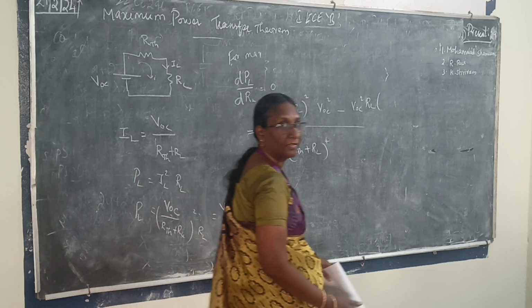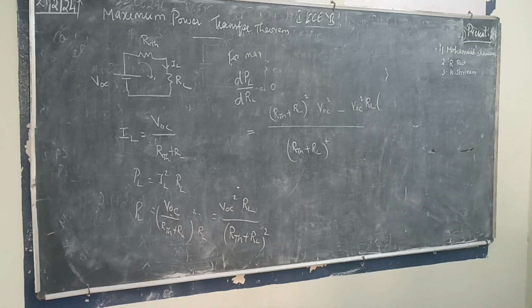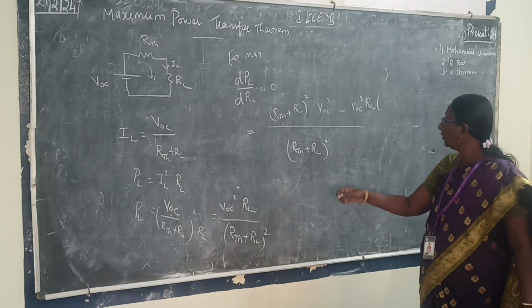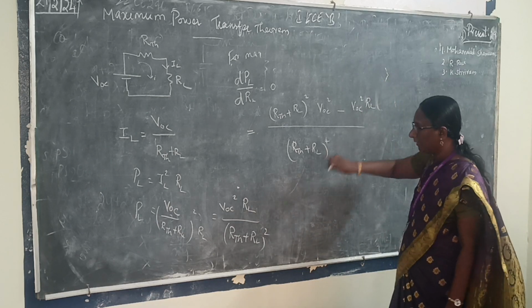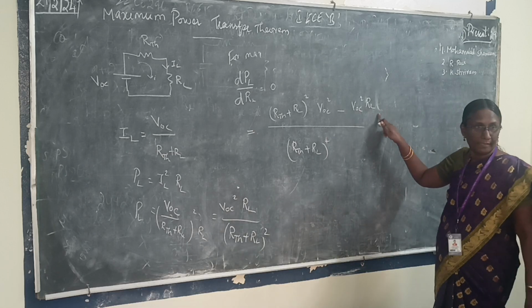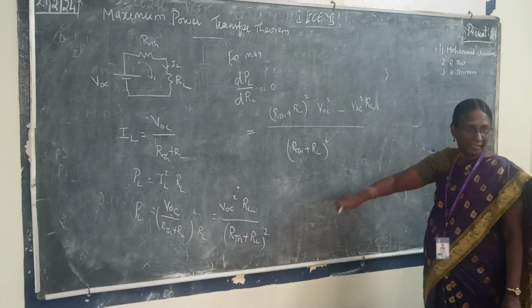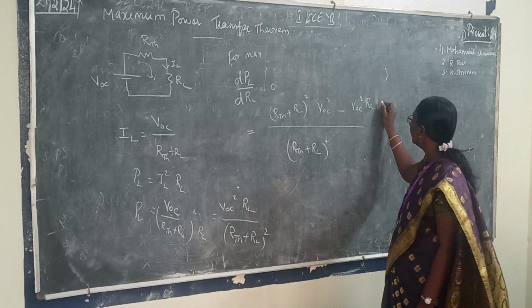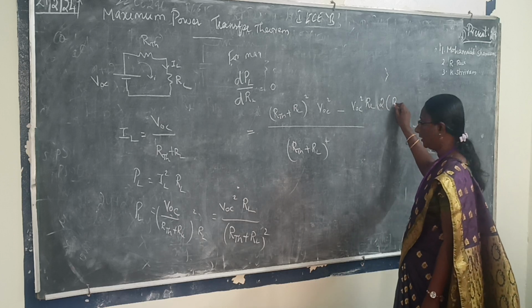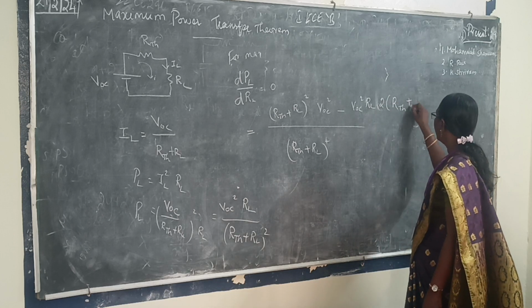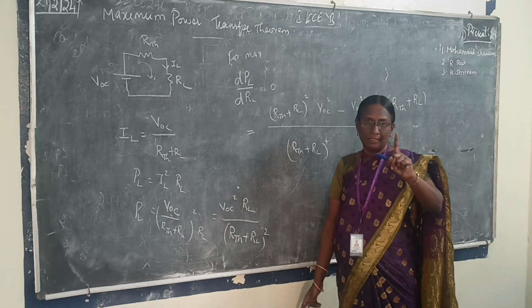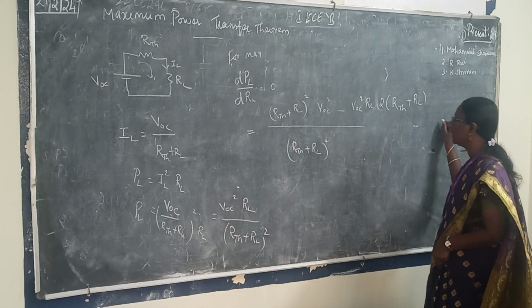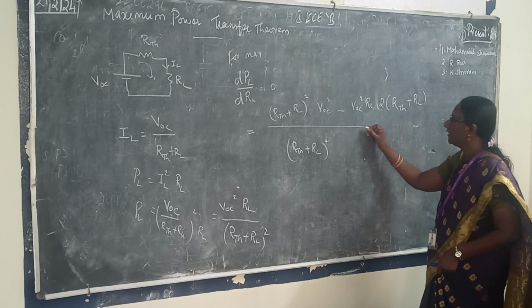Okay? This is what we differentiate. Then in the numerator, 2 into the numerator, you are keeping the numerator as it is and differentiate the denominator. When you differentiate the denominator 2 into RTH plus RL, the RL differentiation is 1, isn't it? So this is equal to 0, isn't it?